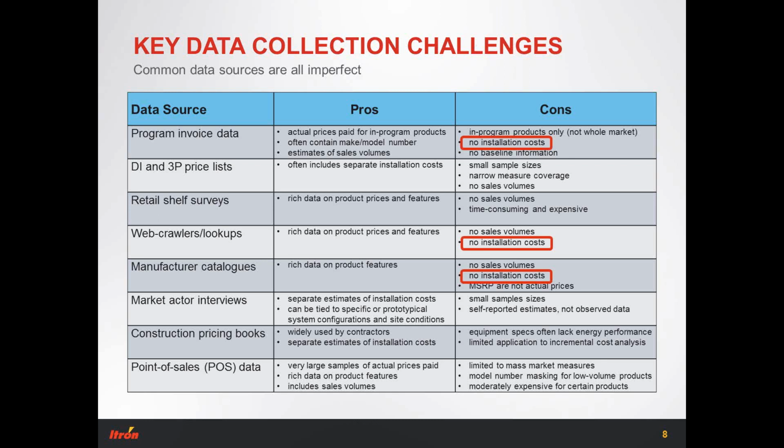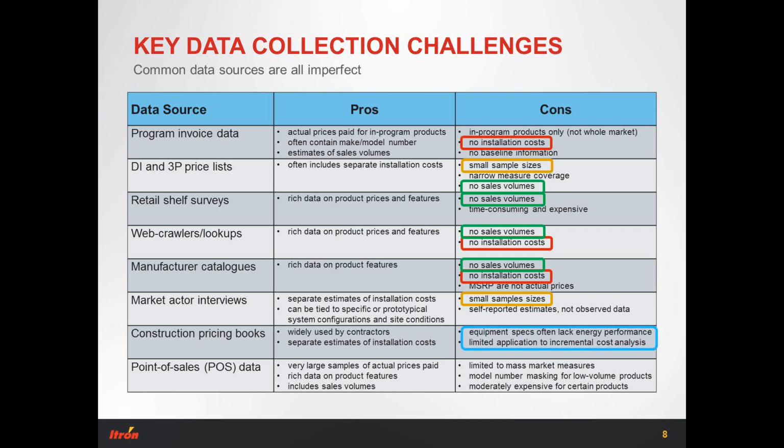Absence of installation costs. Things like water heaters or heat pumps have installation costs that you need to account for in incremental cost accounting, and a lot of these sources just don't have them. Lack of sales volumes for measures that have a lot of price diversity that's not related to efficiency, say refrigerators or televisions. You need sales volumes to do a good incremental cost analysis, and a lot of these sources just don't have them. Small sample size, I think that speaks for itself.